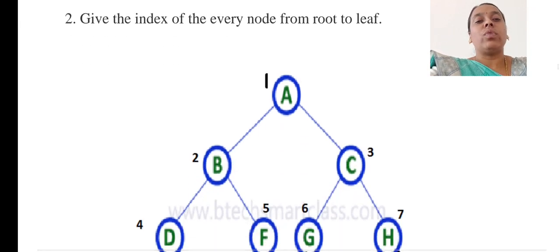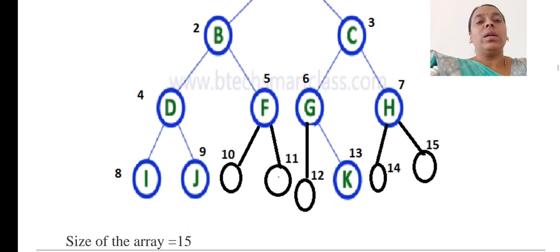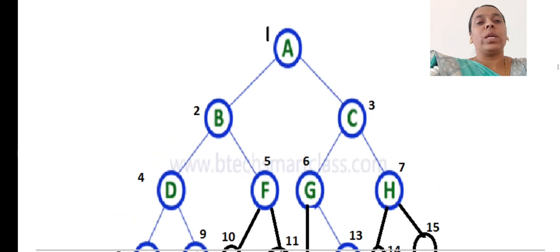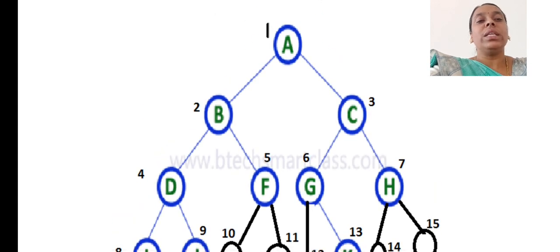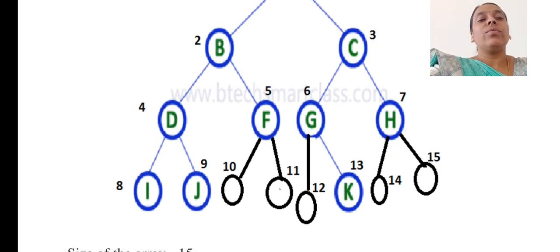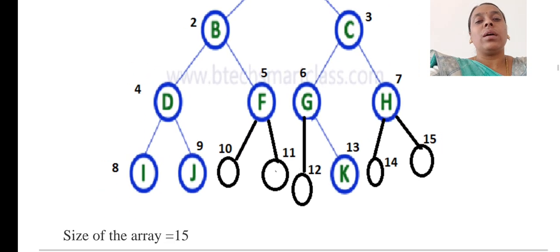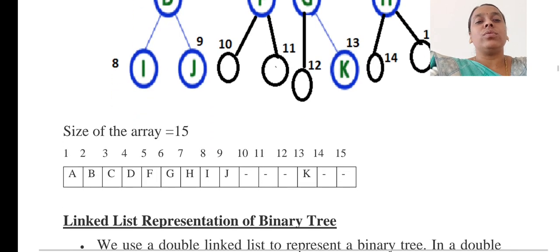That is index 1 for A, the root node, at level 0, and then level 1, then level 2, and then level 3. We put an index for every node based on the level, that is 1, 2, 3, 4, 5. So in total 15 nodes are present in the complete binary tree. So what is the size of the array for the complete binary tree? It is equal to 15. So the array positions are 1 to 15 or 0 to 14.